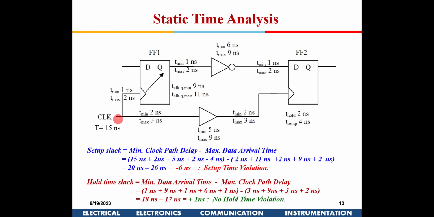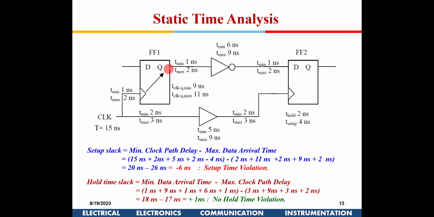So 50 nanosecond is the time period available for this data to get settled here. One time period is available, plus the fastest clock, 2 nanosecond plus 5 nanosecond, and 2 nanosecond, minus 4 nanosecond, which is the setup. So this data needs to be settled here.